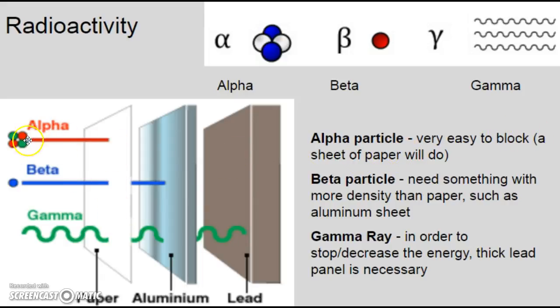It's a massive particle, particularly relative to these two. Beta would need something with a little bit more density than paper, such as an aluminum sheet. Some semi-thickness of a metal will block it. However, gamma rays, in order to stop or decrease the energy, thick lead panels are necessary. So gamma is extremely high energy. Beta, less energy. There's still some energy in this, but alpha, very massive. Dramatic changes to the atom, particularly the nucleus, but not very hard to stop.